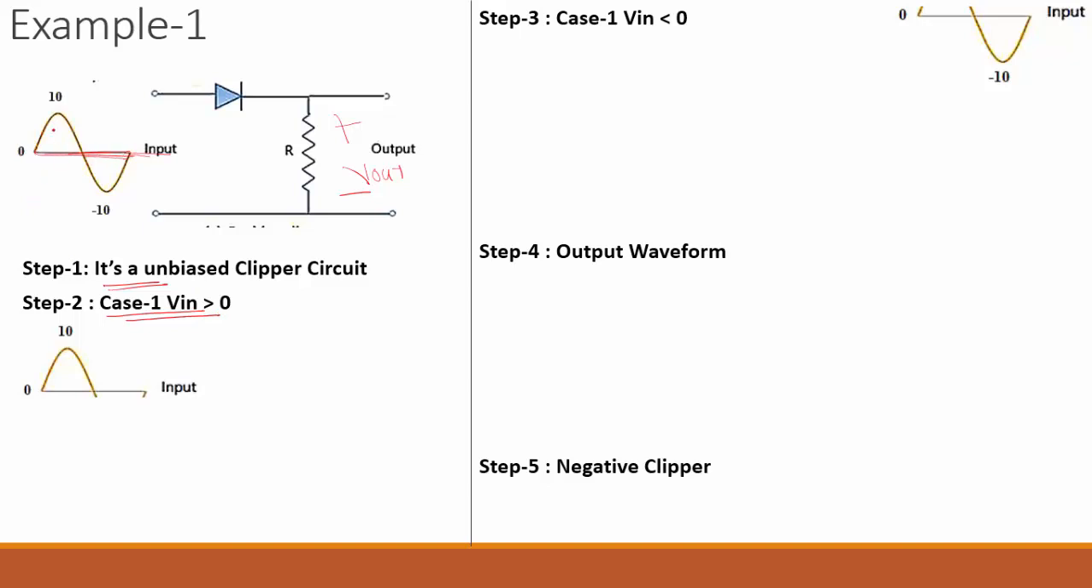If it is greater than 0, that means I am talking about this part. Let's suppose this one is a ground. With respect to ground, the diode has 0 volt over here. At what voltage will the diode be forward biased?